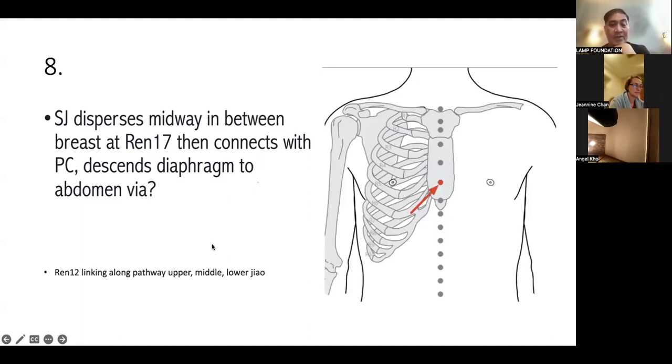REN 12. How do you locate REN 12? Four chun above the umbilicus. Yeah. Very good. 12 minus 8, so 4 chun.